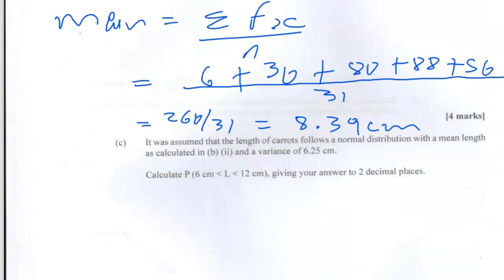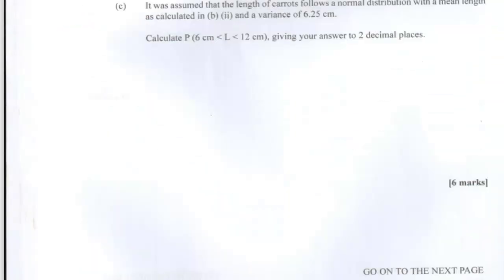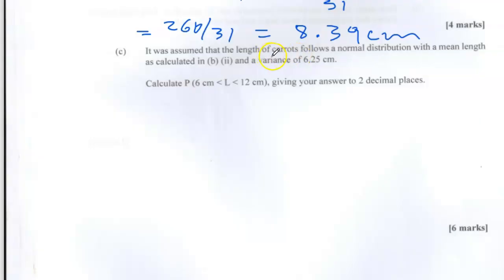It was assumed that the length of the carrots follows a normal distribution with mean as calculated before. So the mean, and the symbol we use for mean is mu, 8.39, and variance 6.25. So if variance is 6.25, the standard deviation is the square root of the variance. So the standard deviation will be the square root of 6.25, which is 2.5. So remember, standard deviation is the square root of variance. So square root of 6.25 is 2.5.